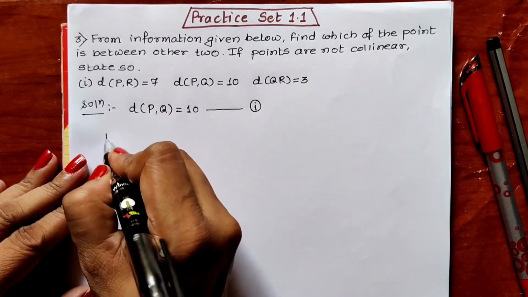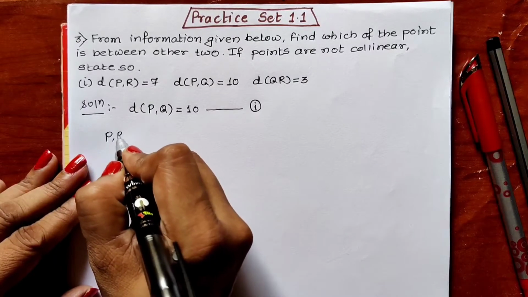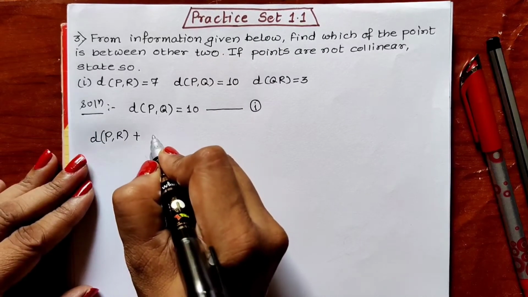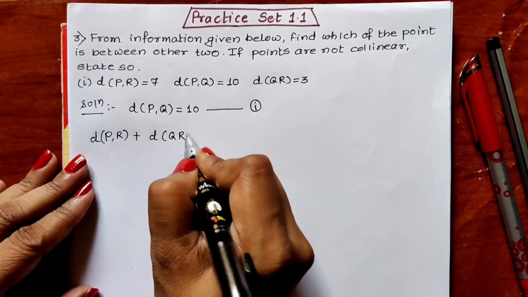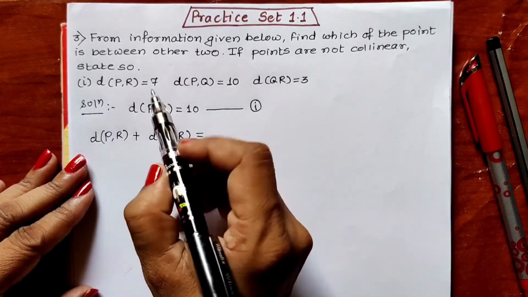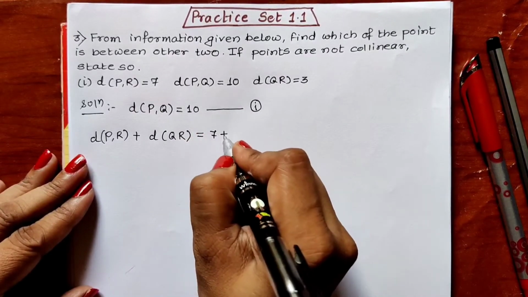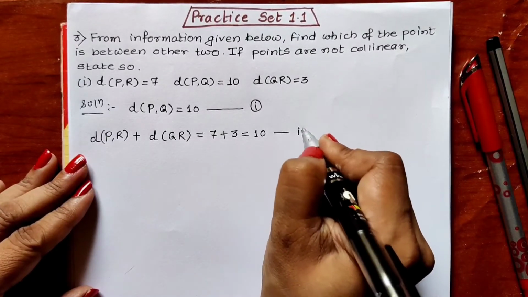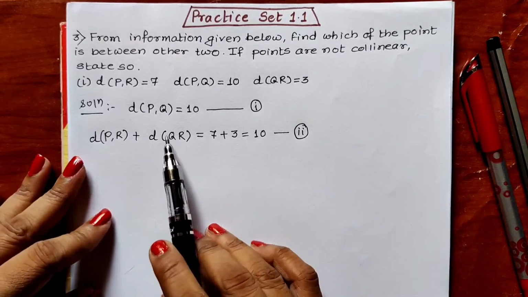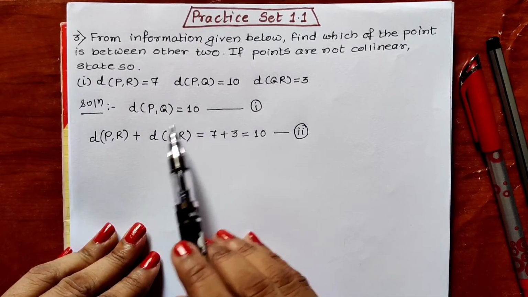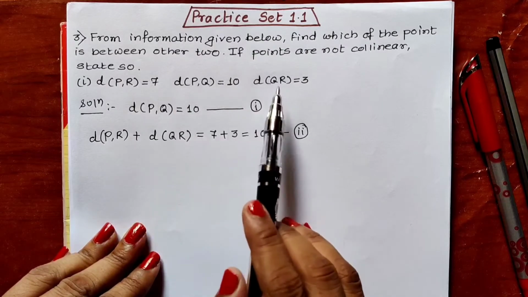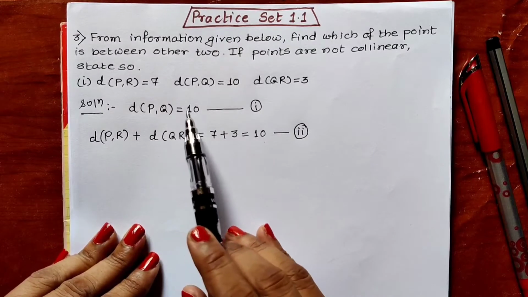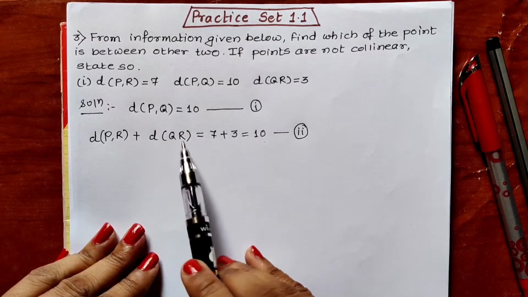That means distance PR plus distance QR is equal to, PR is 7, QR is 3, equal to 10. This will be our second equation. From equation 1 and 2, what we can see is that PQ is 10, and by adding the remaining 2 distances, we are getting the answer as 10. That means this distance PQ is equal to distance PR plus distance QR.